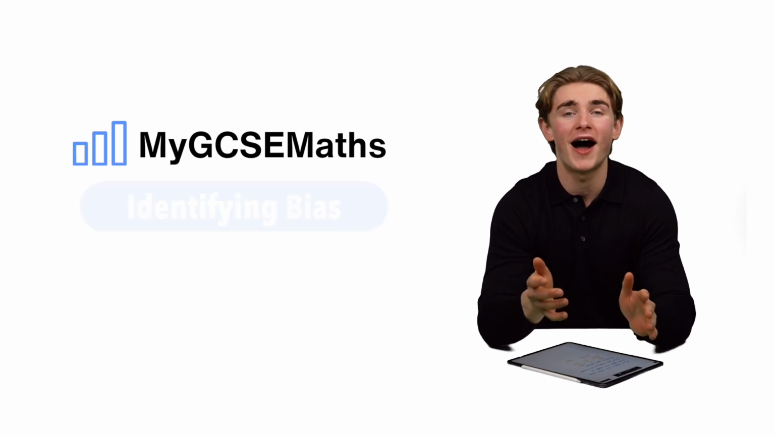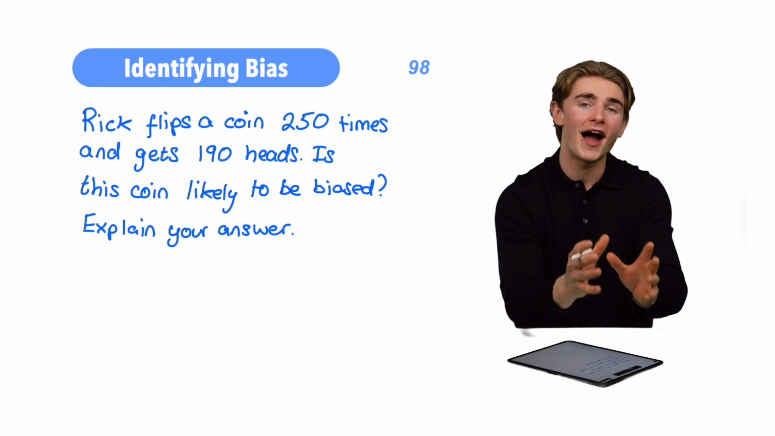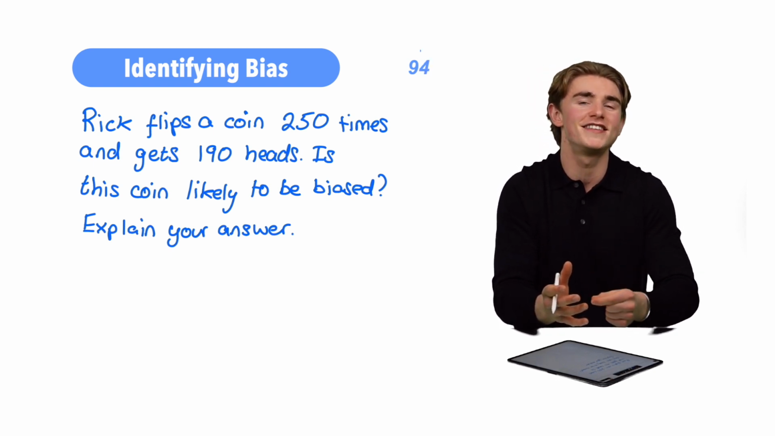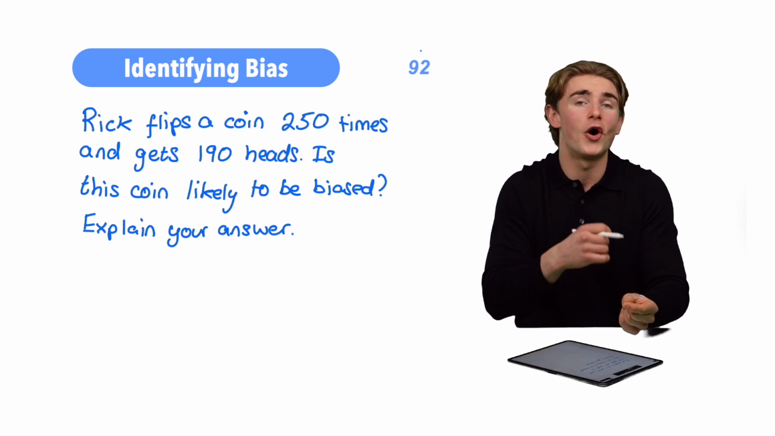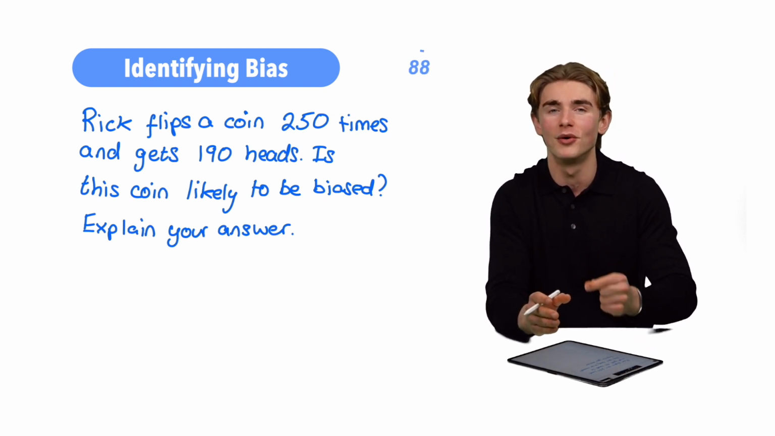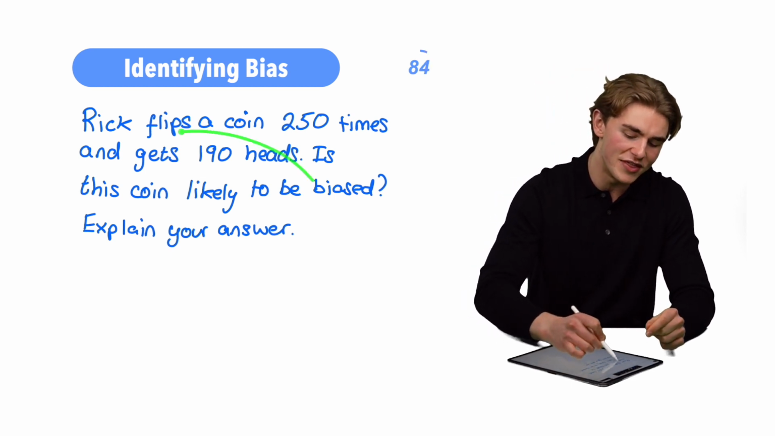How to identify bias in 99 seconds, let's go. When it comes to identifying bias, guys, the key is going to be to look out for situations in which the probabilities suggested by the experiments are different to the probabilities that we would expect given what we know about those objects. Now, that was all a little bit abstract, so let me make it clear with this example.